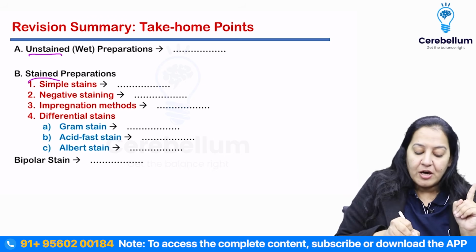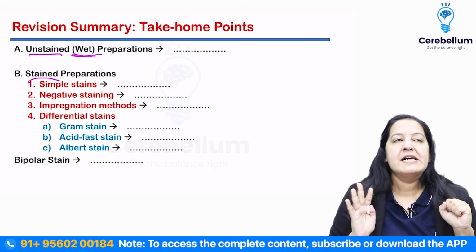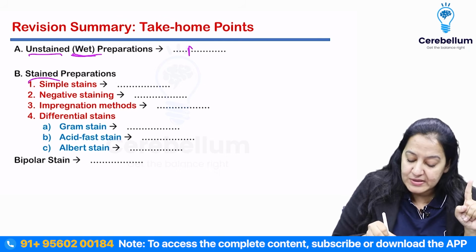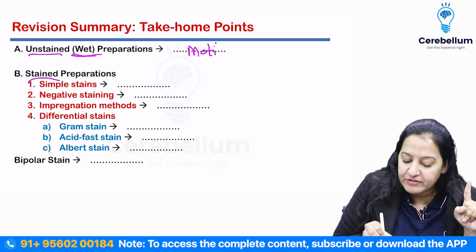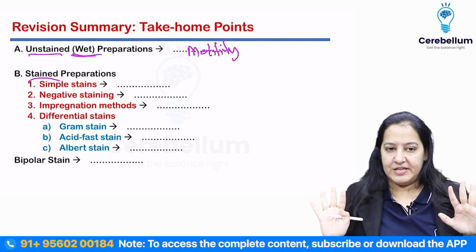So unstained preparations are known as wet preparations because we have to see them in the wet state only. These are also known as hanging drop preparations. So these are basically used to see the motility of the bacteria. These are not used to see the morphology. These are used to see the motility, right?